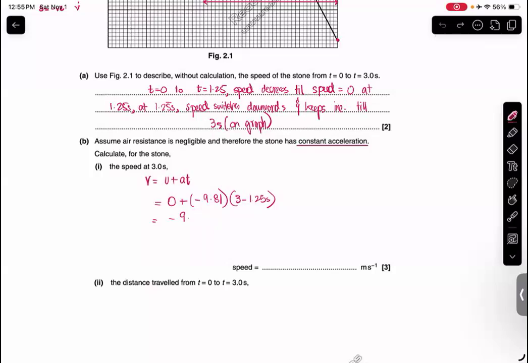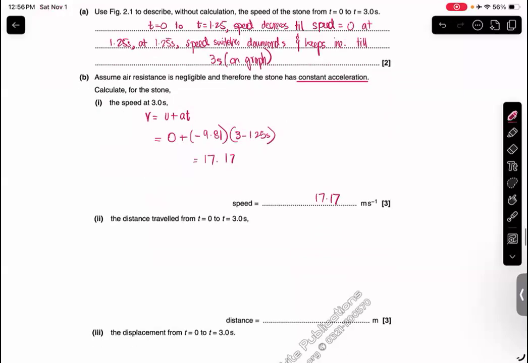But let me calculate it. That was pretty easy, a pretty little effort. Minus 9.81 into 1.75. It is 17.17.